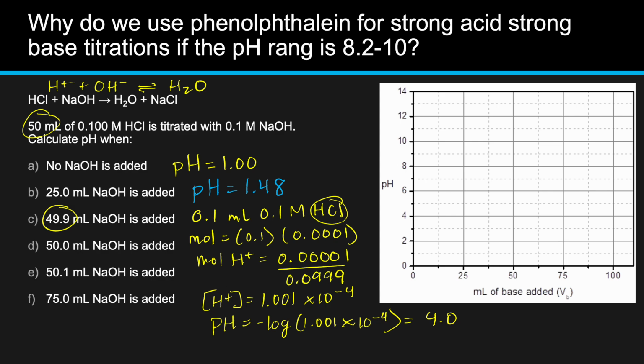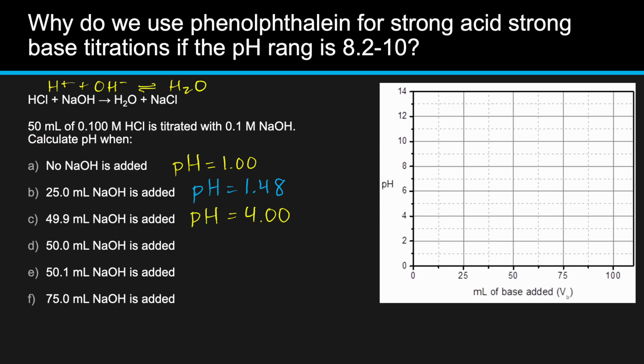So I am only 1 drop away from my equivalence point, and I'm at a pH of 4. Now part D says I have 50 milliliters of NaOH added, and I know I'm starting out with 50 milliliters of hydrochloric acid, which means everything is neutralized, so I should have a pH equal to 7 at this point.